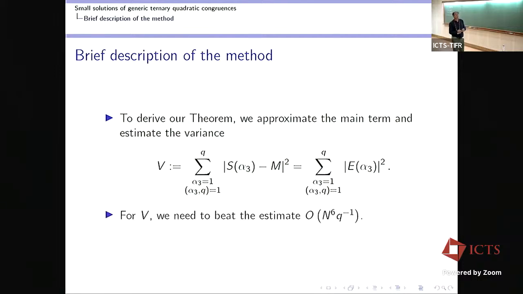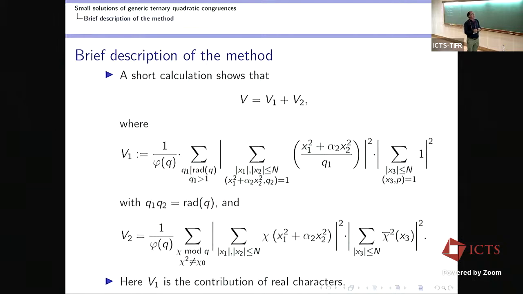And we need to show, for proving our almost all result, that we get an estimate for the variance better than that here. Because the main term is of size n to the 3 divided by q. So if you calculate the sum over alpha 3 of n to the 3 divided by q, squared, you get precisely that here. So it needs to be better than that here.